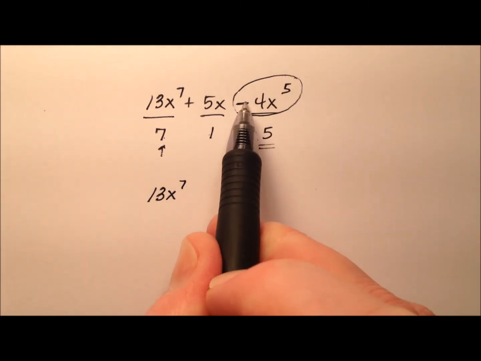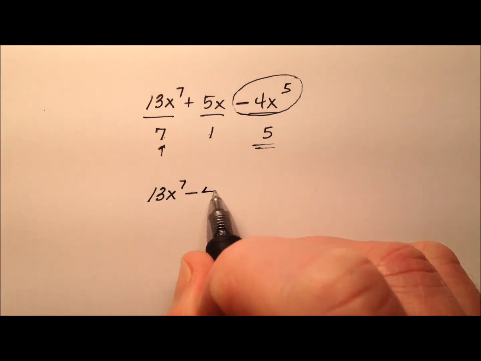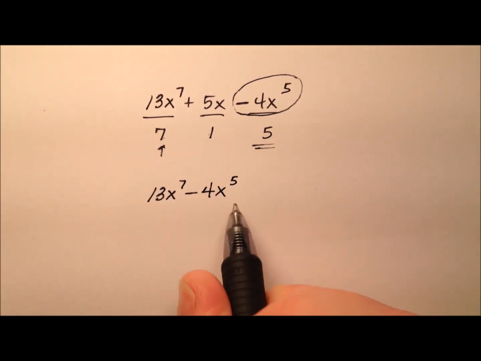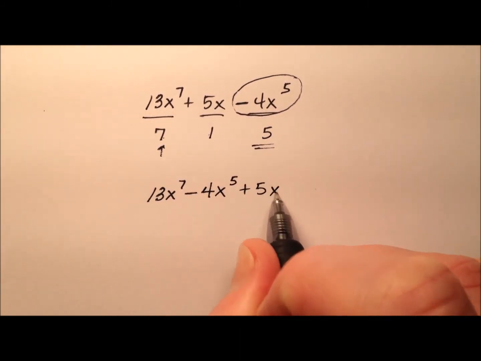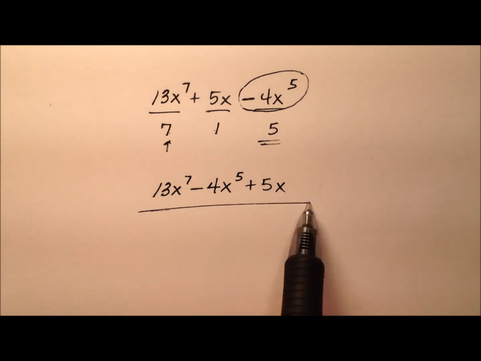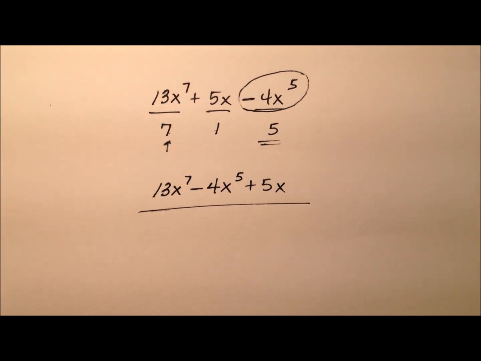So we'll always keep the sign in front of the term. So negative 4x to the 5th. And finally, then, degree 1 is the last one, so our linear term. So we'll say plus 5x. So now this is written in standard form.